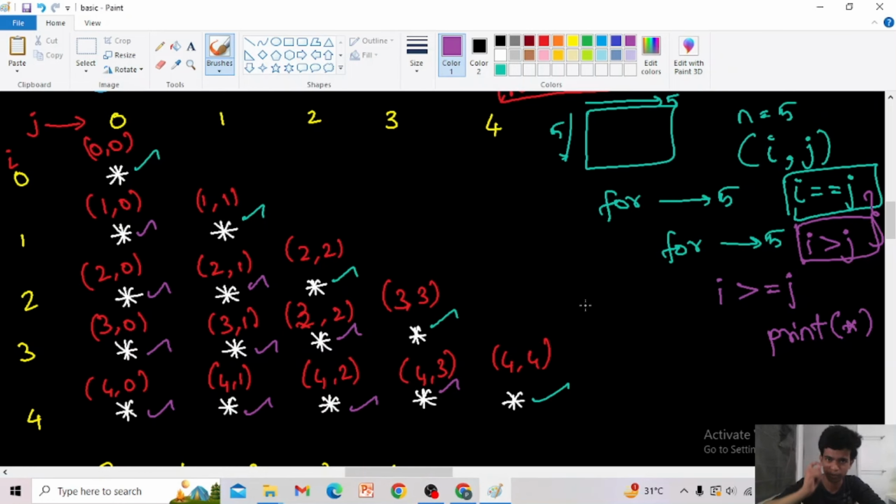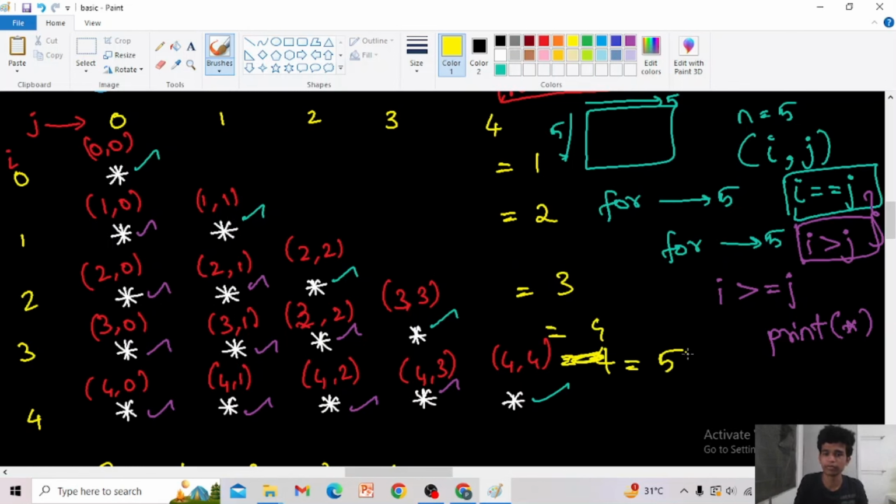Let us see this problem in a different view. In the first row, how many stars do I have? In the first row, I have only one star. In the second row, two stars. In the third row, three. In the fourth row, it is four, and here the fifth row. Yes, fine. Now, just relate this row value and the star count, how many stars I want to print.